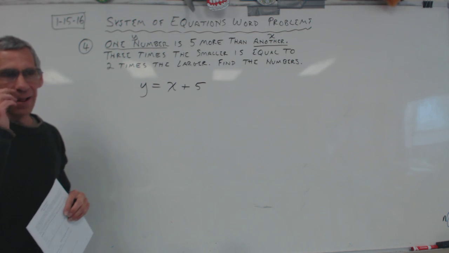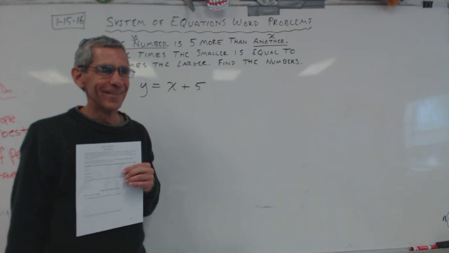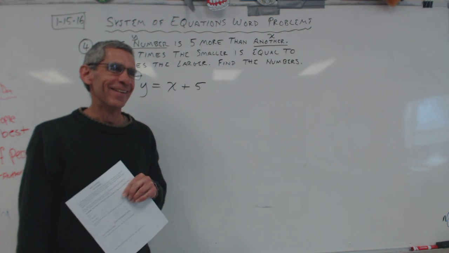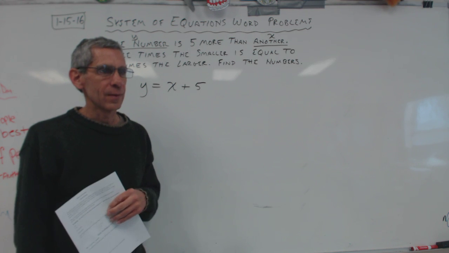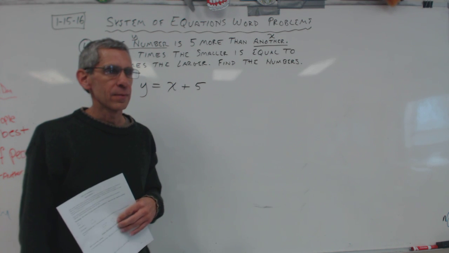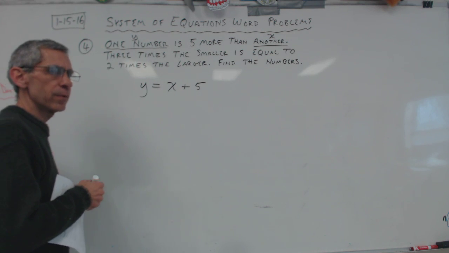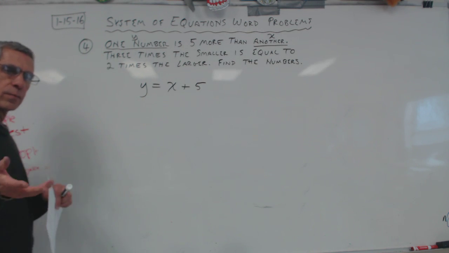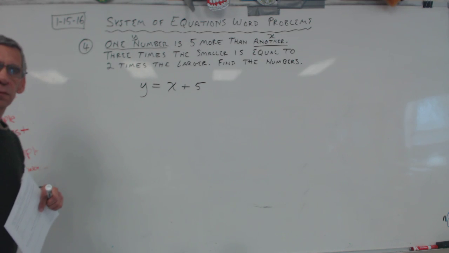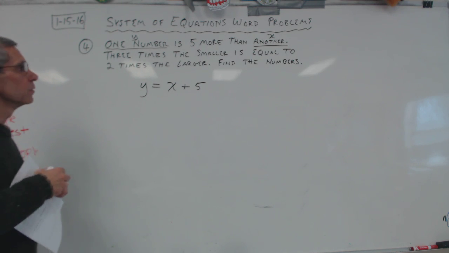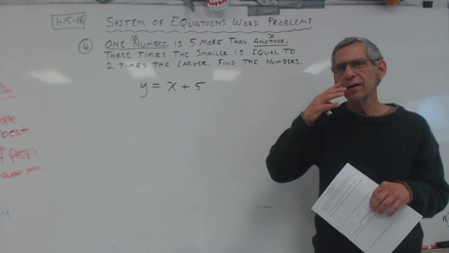Do you ever have math problems where you don't immediately get a y equals or an x equals? Yeah, it's possible. You could have one number plus 6, or 5 more than another. But let's focus on this one for now, because I don't want to confuse people. But it is possible.